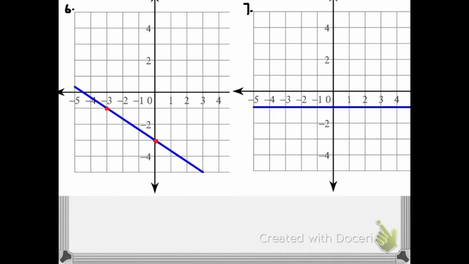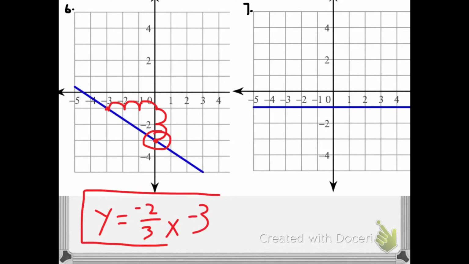So for number 6, our slope is going to be negative since the line is going downward. So 1, 2, 1, 2, 3. So our slope is negative 2 over 3x. And then our y-intercept is negative 3. So this is your answer.